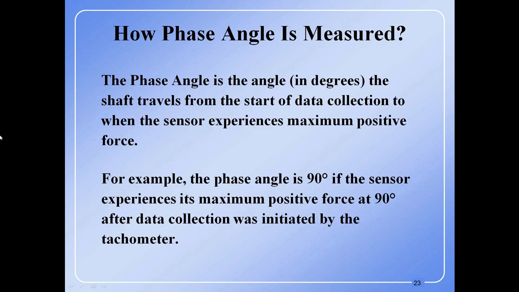How is phase angle measured? The phase angle is the angle the shaft travels from the start of data collection to when the sensor experiences maximum positive force. For example, the phase angle is 90 degrees if the sensor experiences its maximum positive force at 90 degrees after data collection was initiated by the tachometer.